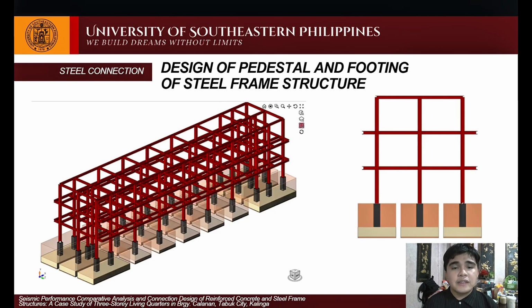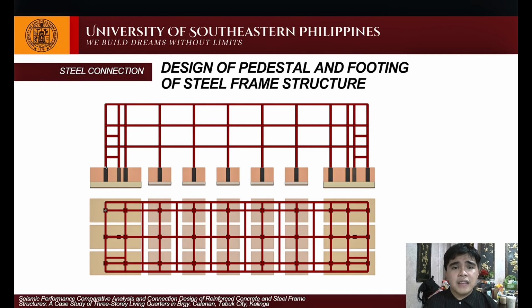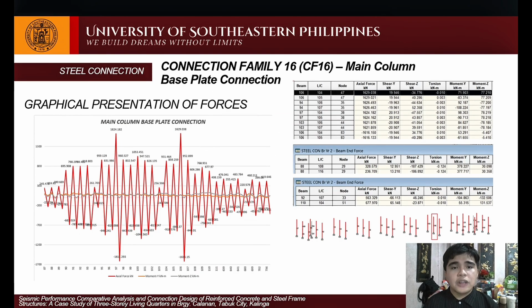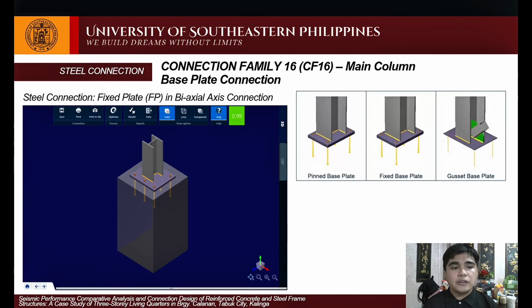We have here the design of the pedestal and the footing of the steel frame connection, created in the STAAD Pro Foundation Advanced software. We have here the isometric, left side, front side, and top view, and connection family number 16 for the main column base plate connection, with the graph and the location of the governing beam. Here is the design of the fixed plate in the biaxial axis with a 0.99 utilization ratio.